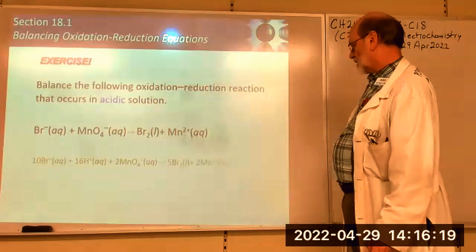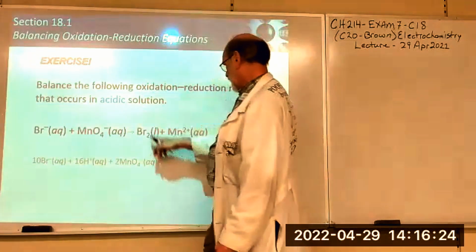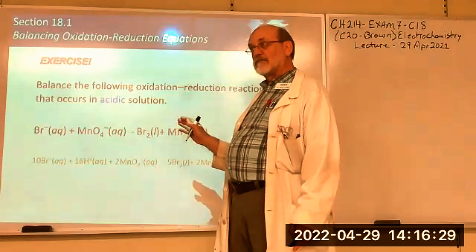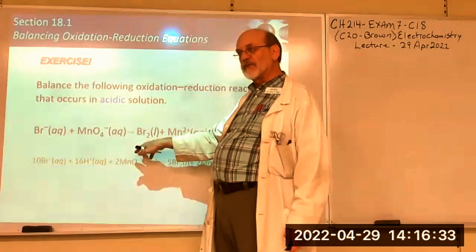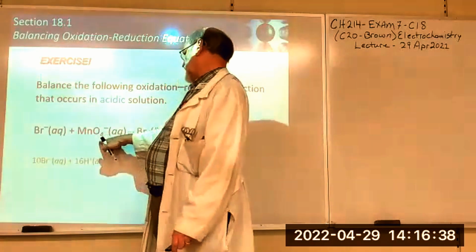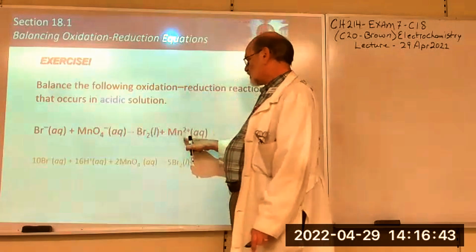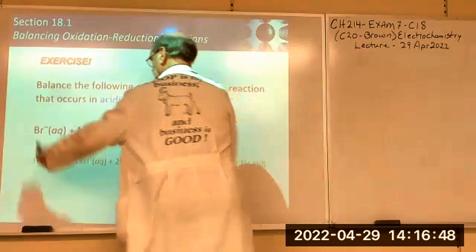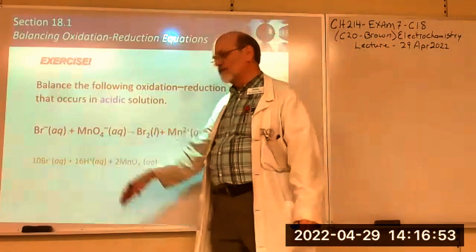But this one, we go through the same procedure. This one's a -1, that one's a 0. So it went from -1 to 0. That was oxidized. Bromine ion was oxidized to bromine gas, bromine liquid. And this manganese is, let's see, +7. This manganese is 2+. It was reduced. So this is the reduction, this is the oxidation, and you go through all those steps again, and you end up with that result.